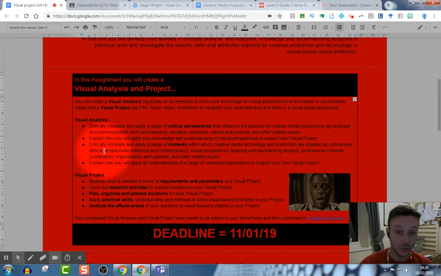For example, Fox News has a very different cultural and ethical perspective to the world than perhaps the BBC News does. Different films made by different filmmakers have different cultural and ethical perspectives based on who produced them, the context, remember? Historical and contemporary examples I'd like to see here.